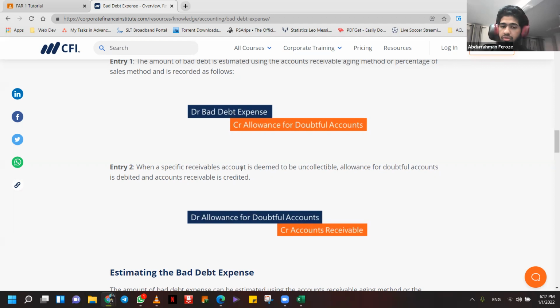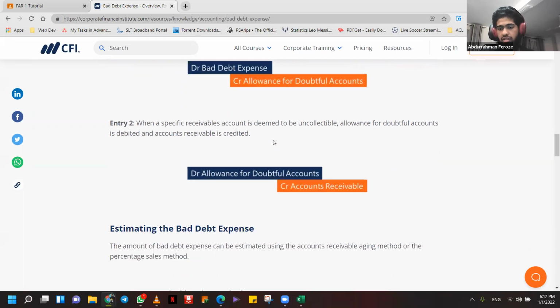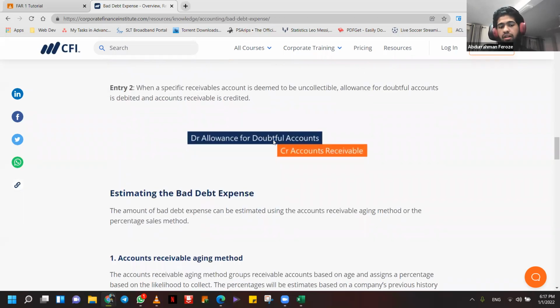They debit the allowance for doubtful accounts account, and they credit the accounts receivable. Now finally they have credited the accounts receivable. So the accounts receivable, whatever amount it was, 100,000, they will reduce it by 20,000 and they will debit the allowance for doubtful accounts. This will become clearer when we do our example, but this is just a run through of what it is all about, right?